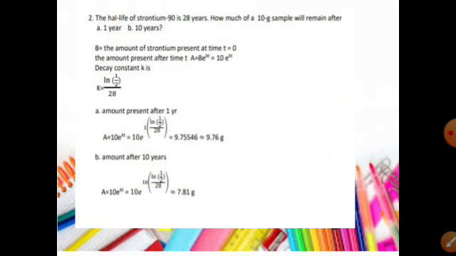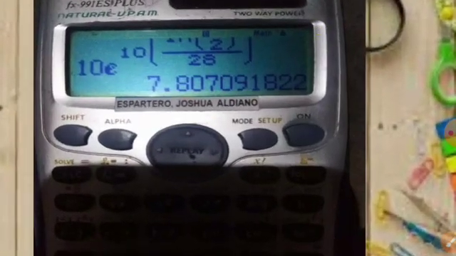In B, the amount after 10 years. So A is equal to 10 e raised to kt, which is equal to 10 e raised to 10, which is the given years in B, which is 10. So 10 times ln of 1 over 2 divided by 28. So the answer is 7.81 g, or 7.8.